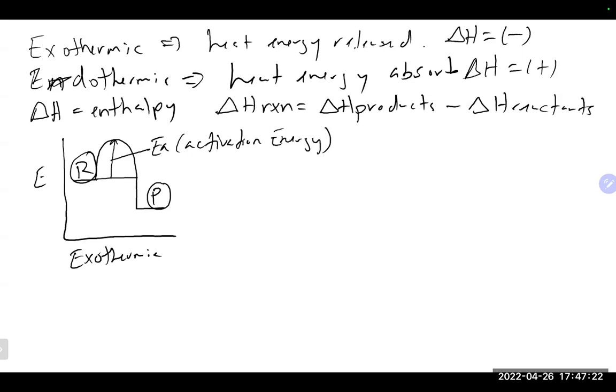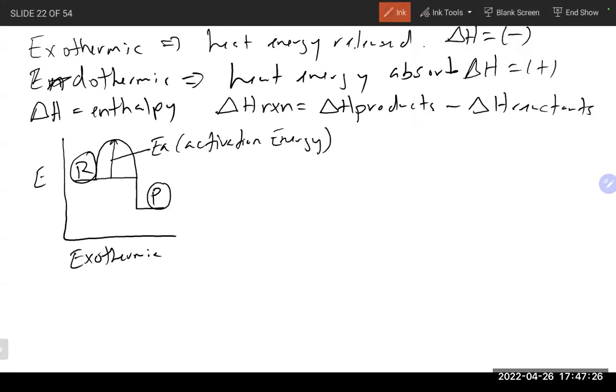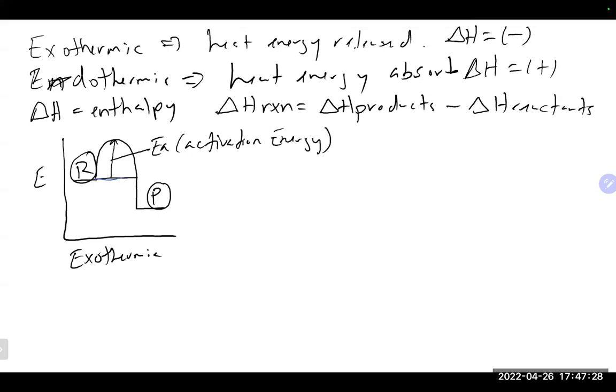And to figure out the delta H for this reaction, like I said, we take the difference in the energy of our reactants to our products. And really that difference in energy is our delta H in a particular reaction. In this case, it's obviously going to be a negative number. And that is simply if you take delta H of the reaction is delta H of our products minus the delta H of our reactants.